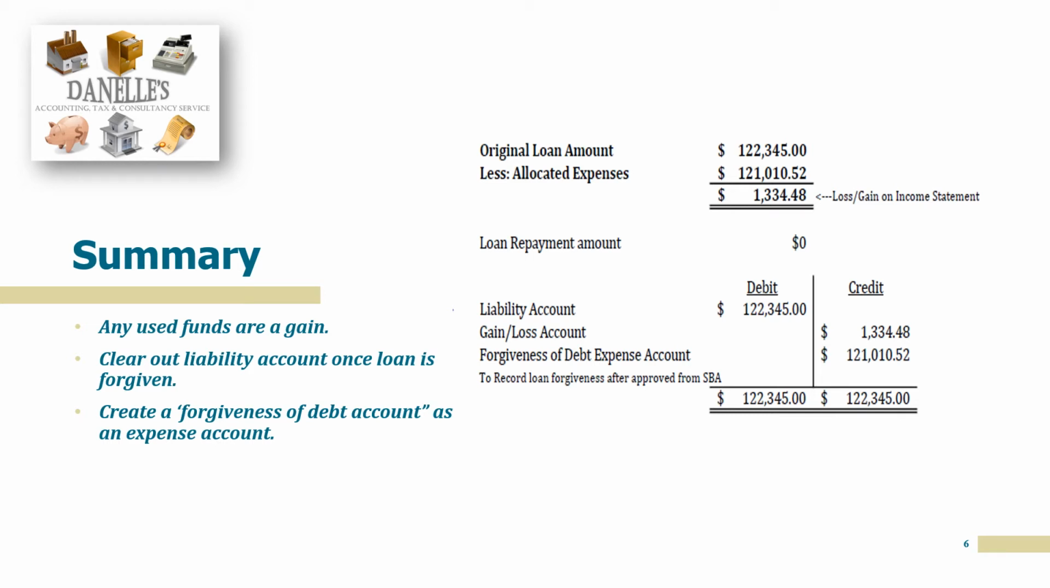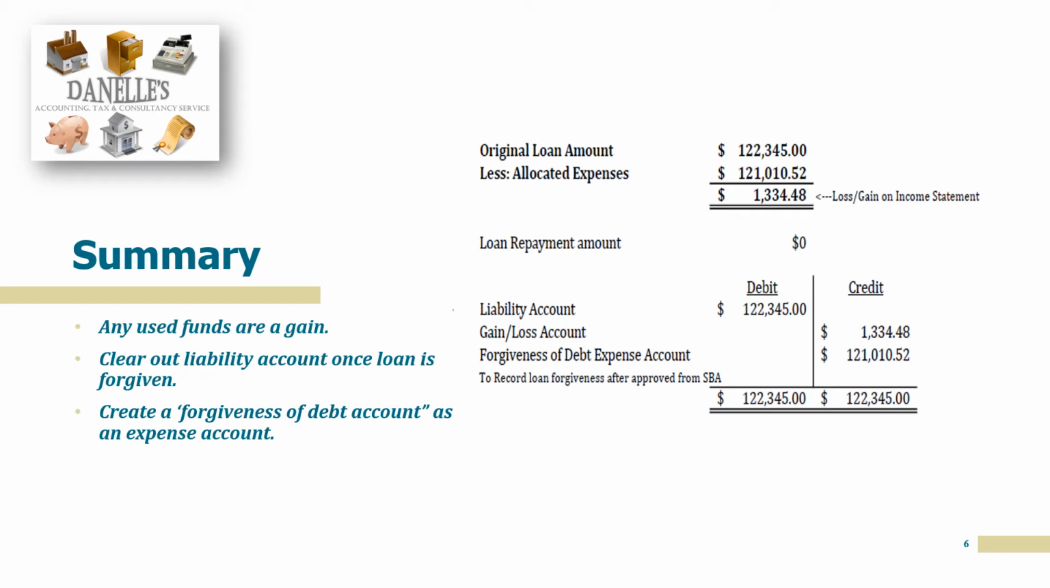And then you're going to apply the credit to the gain or loss account that will show up on the income statement. And so you don't have to worry about it not being recorded or you not showing the $1,334.48. And then you would want to create what is called a debt forgiveness or a forgiveness of debt expense account. And you would credit the remainder of the amount that you did actually use for the loan for that amount, and that balances out the loan forgiveness entry for the SBA loan.